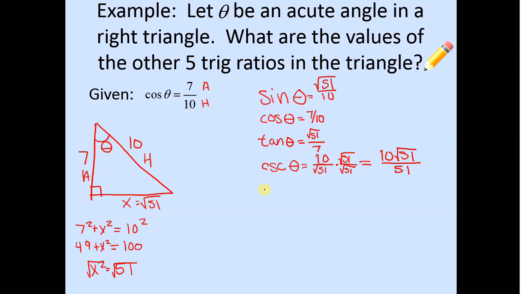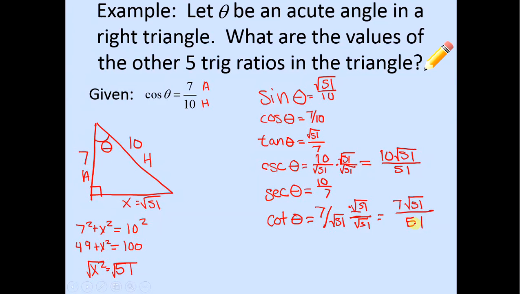Let's do the same thing. Cosine, so that's going to give me my secant. That's going to be 10 over 7. Nice easy one, right? And then cotangent. It's going to be 7 over the square root of 51, which is aka, if I multiply by the square root of 51 over the square root of 51, I'm going to get 7 square roots of 51 over 51. Those are all 5 of my answers for that particular problem.